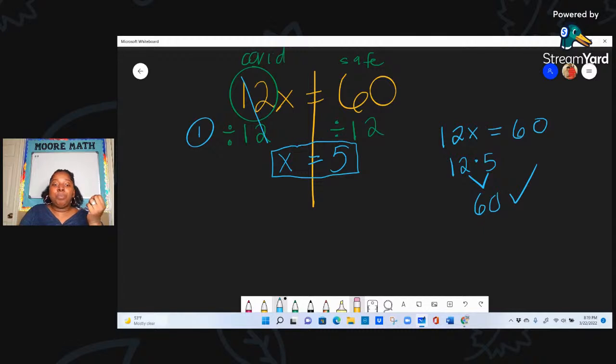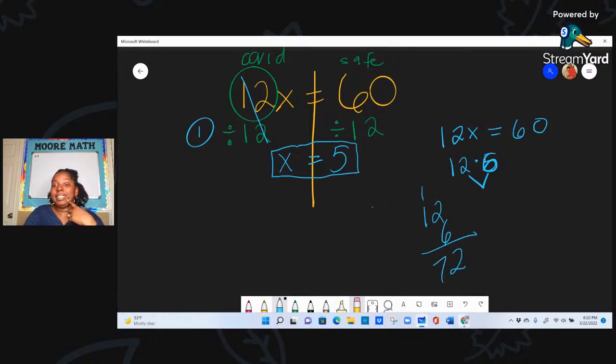Let's say you messed up and you said the answer was 6, right? And you plugged it in. Instead of x, you put a 6. 12 times 6, you would have seen that's 72. That does not equal 60. Okay, so that's how you check your work. So let's do another one.